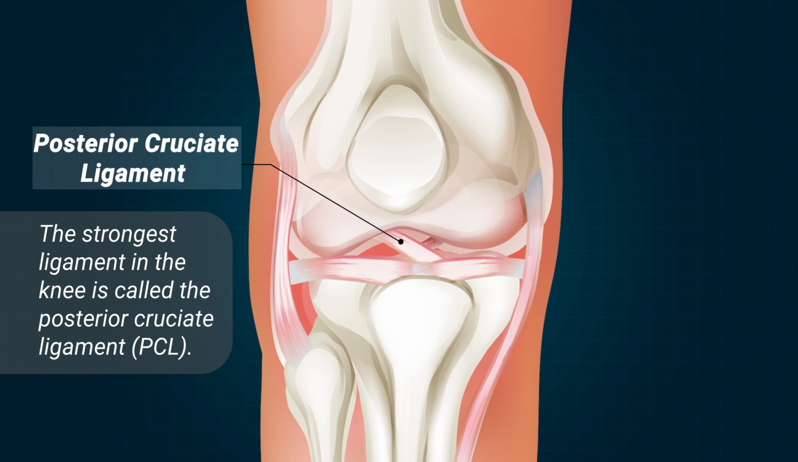Posterior cruciate ligament (PCL). The strongest ligament in the knee is called the posterior cruciate ligament (PCL). It reaches the bottom front surface of the femur, the bone that extends from the pelvis to the knee, from the top rear surface of the tibia, the bone between the knee and ankle.